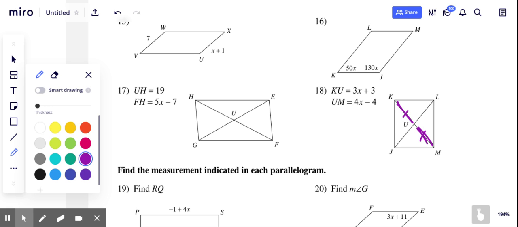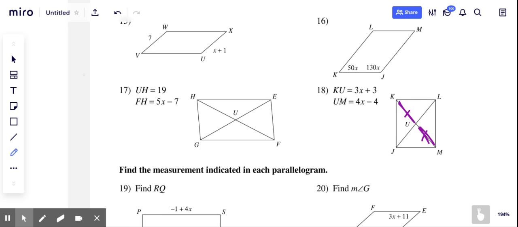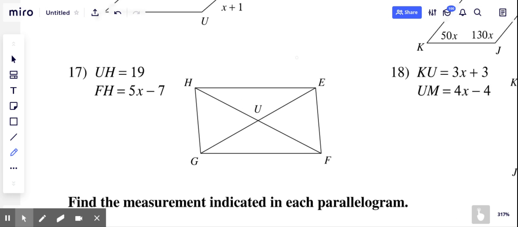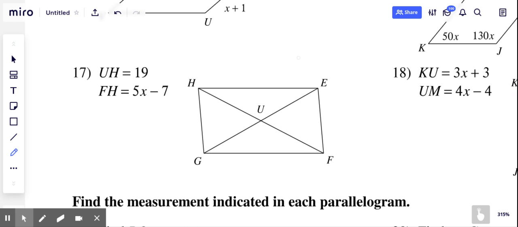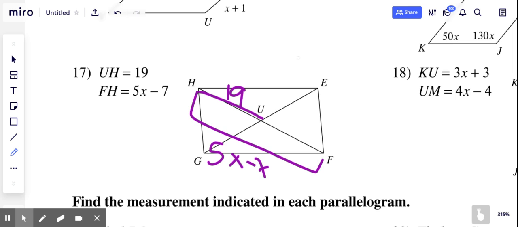This one, though, number 17, is a little trickier. I'll help you with number 17, and then I think you should be able to do the rest. So number 17, you're given that UH is 19, and FH, the whole thing, is 5x minus 7.